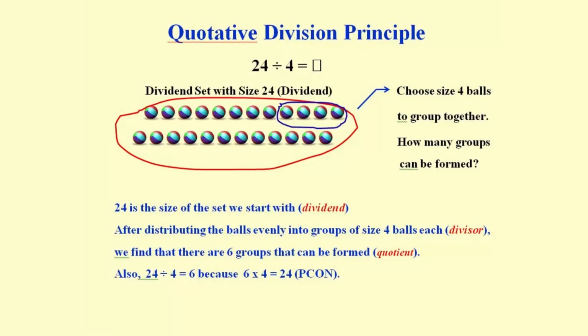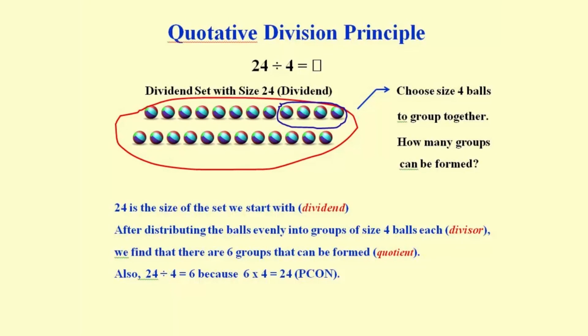So remember the difference between partitive division and quotative division. In partitive division, what is it that we know? We're given a dividend set, and we are given a set of groups that we want to distribute the objects into. So we will know the number of groups. What we won't know is after we distribute the objects out of the dividend set into each of the groups, we won't know what the size of each group is. So the groups are known, the size of each group is unknown, and that's what we're looking for. That's the quotient. The quotient's the size of each of those groups.